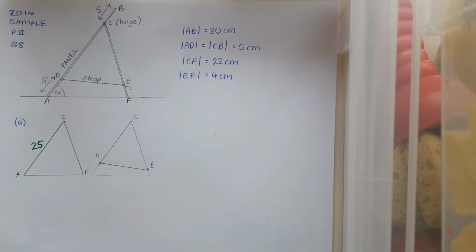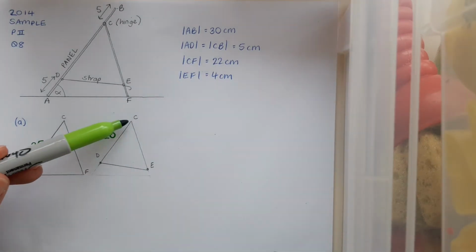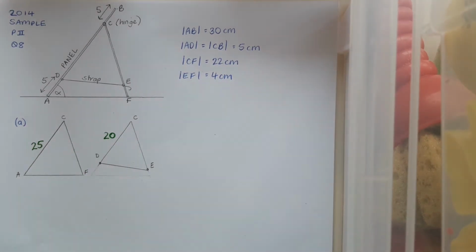They also told us in the question that AD was 5. So this distance here from C to D must be 20 centimeters. So that allows me to write 20 in between C and D on this diagram.